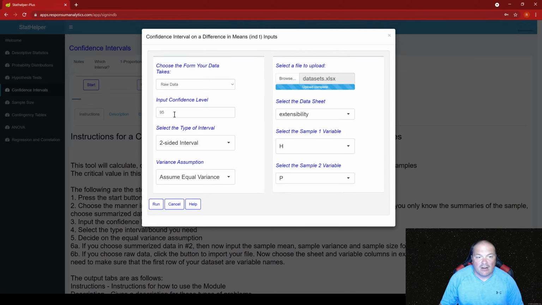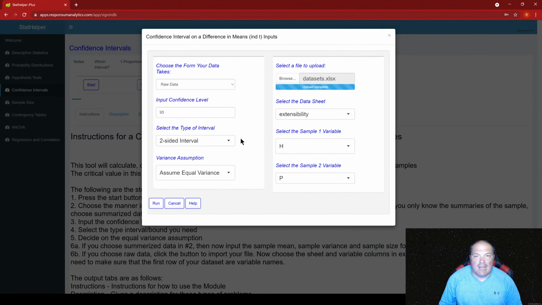Now come over here. Our confidence level, we choose 95. Why? Because alpha is 0.05. Remember, confidence is always 1 minus alpha. Okay? Now we choose the type of interval we want. Well, we could choose two-sided, one-sided lower, one-sided upper. Because our alternative is not equal, then we want a two-sided interval. We care about it being outside the low or outside the high. So we want to create an interval there.